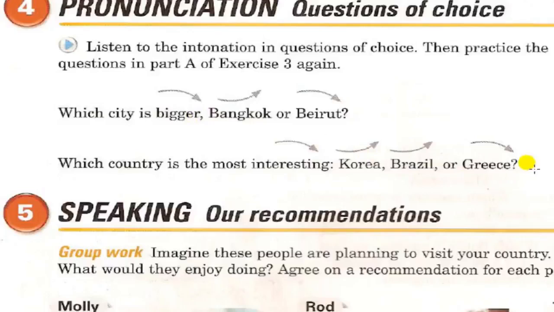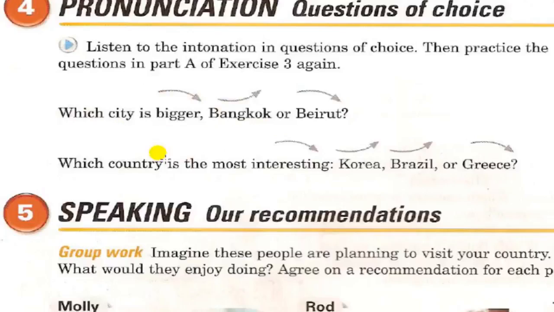Page 94. Exercise 4. Pronunciation. Questions of choice. Listen to the intonation in questions of choice. Then practice the questions in Part A of Exercise 3 again. Which city is bigger, Bangkok or Beirut? Which country is the most interesting, Korea, Brazil, or Greece?